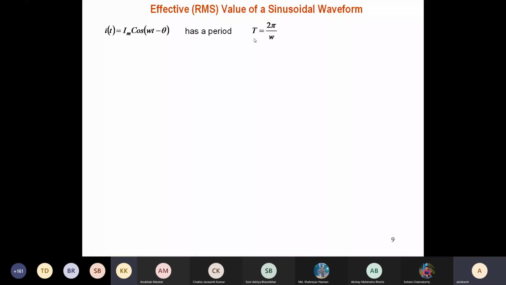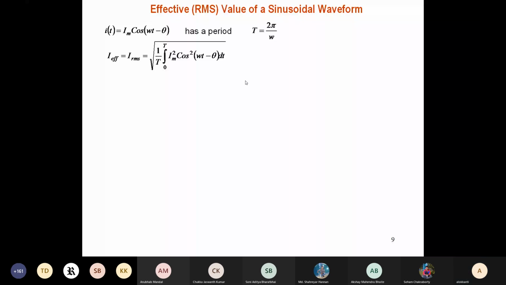So this is basically Im by root 2, the effective value formula we just now did. IRMS equal to root over 1 by T, integral from 0 to T of Im square cos square of (omega t minus theta). This is the thing that is being given to you.